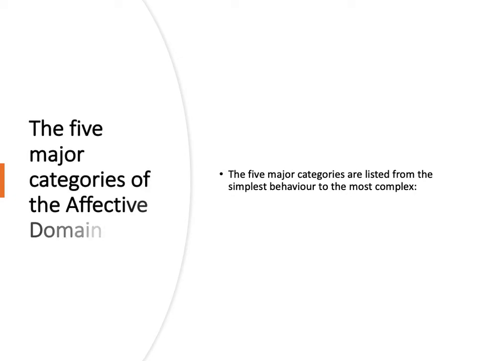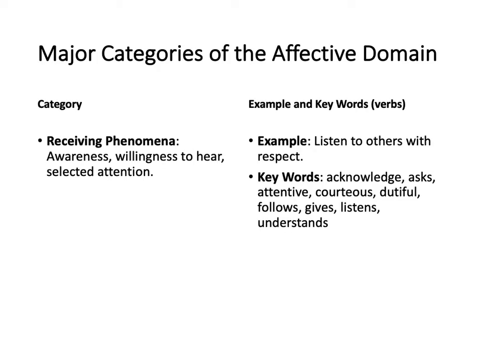The 5 major categories are listed from the simplest behavior to the most complex. Receiving phenomena: awareness, willingness to hear, selected attention. For example, listens to others with respect. Keywords: acknowledge, asks, attentive, courteous, dutiful, follows, gives, listens, understand.